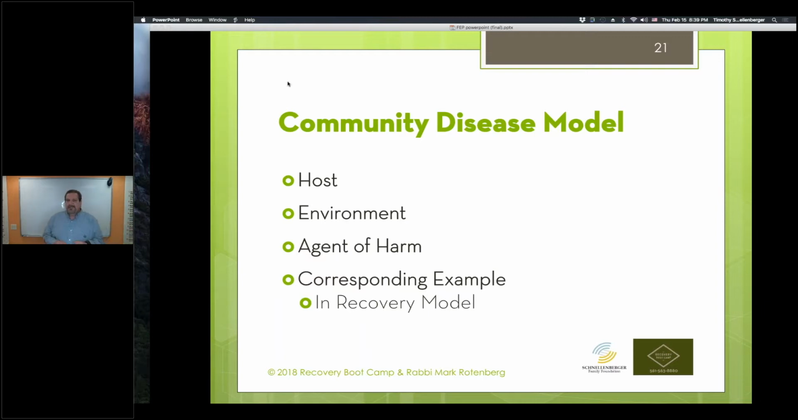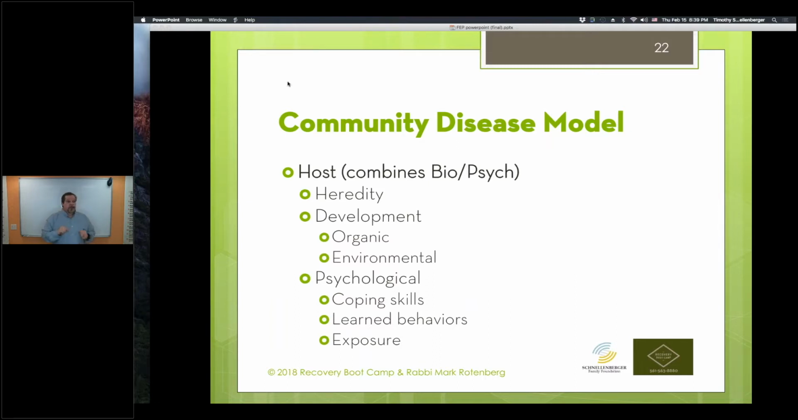The very last part of the slide said that there's a corresponding model, and it's in fact a mirror, and that is what we're going to talk about when we enter the recovery model. So, the host, heredity, genetic predisposition, all right? Okay, it covers that, which we talked about. Developmental parts, right, of the bio and psych, organic ones, predispositions, I like blood types. All kinds of things, factors come into how you process information, environmental ones.